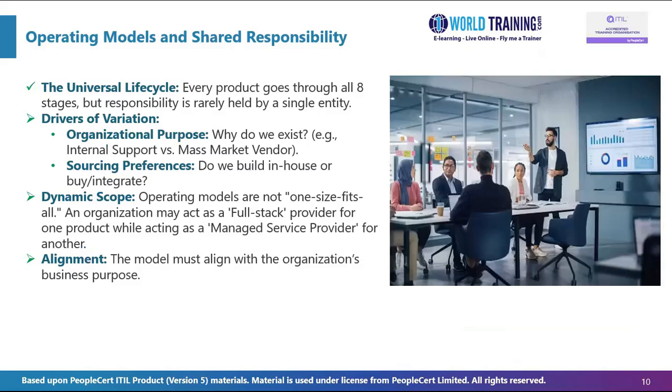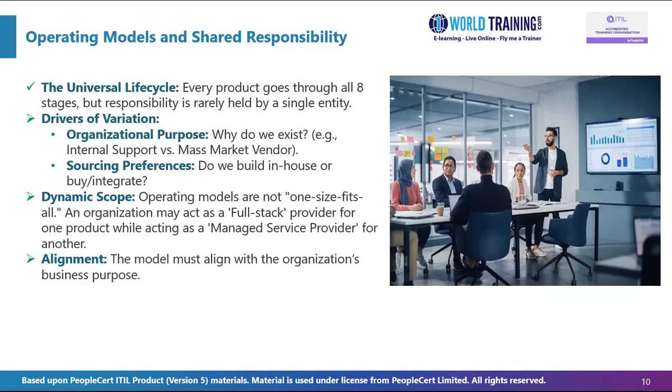Operating models and shared responsibilities, a deeper look. The key point is the life cycle is universal. All 8 stages happen for every product, but responsibility is rarely held by a single organization.